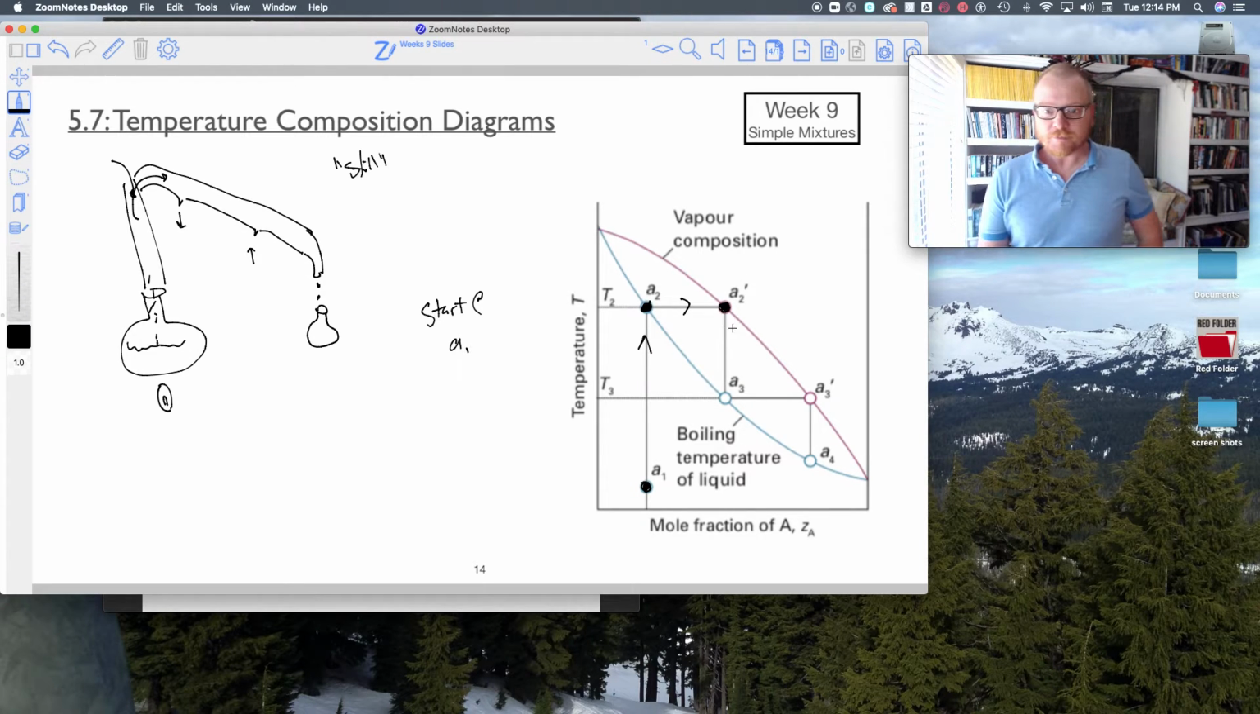And so now what happens when it goes into this sidearm where there's cooling water? It's going to cool down. Okay, so follow this diagram. It goes up, it boils at A2. The vapor composition is A2 prime, so it's more enriched in A. And now as it cools down, when it enters this side flask, it's going to cool down to this composition A3 in my little still, in my flask.